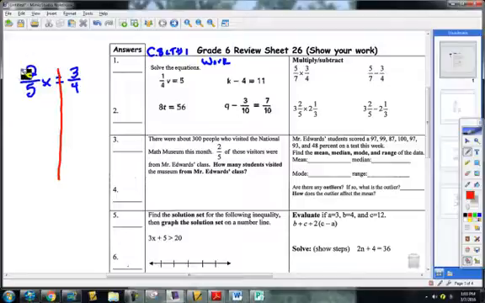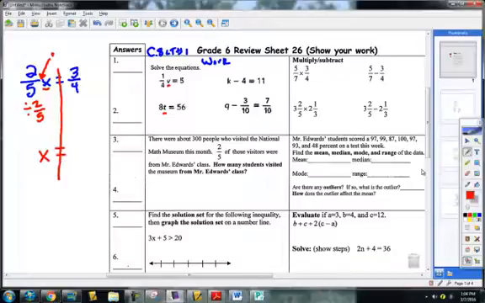Then I need to ask myself what is happening to the variable. In this case, it's an x. Here it's a v. Here it's a t, and so on. You have to figure out what is happening to the variable, and then you need to undo that. Well, if I know that a number touching a variable means multiply, then I need to undo that by dividing by 2/5. By doing what's called the inverse operation, I know that's going to leave me with just x on the left side.